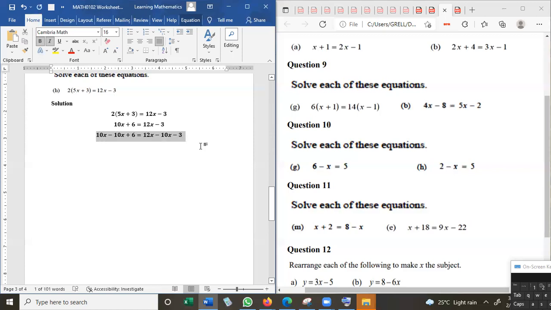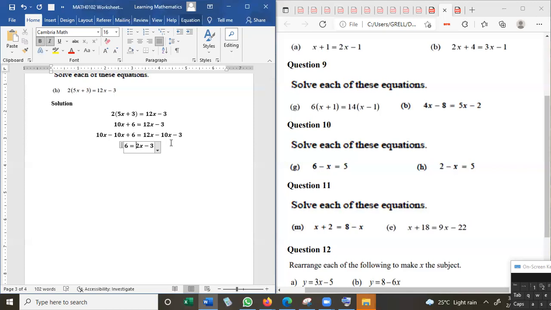So it is recommended to cancel out the smaller x's. It's easier to take out 10 than take out 12. So we are left with a positive 6 alone on the left, and 12 subtract 10 will give us 2x on the right. So we have a positive 2x.